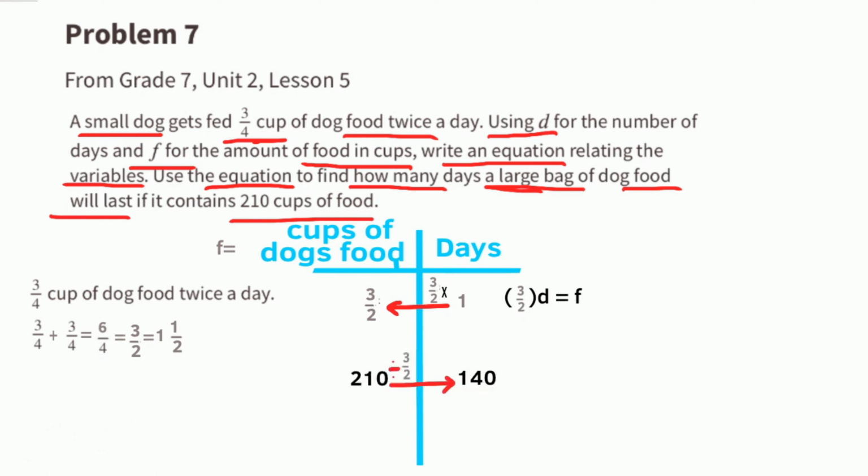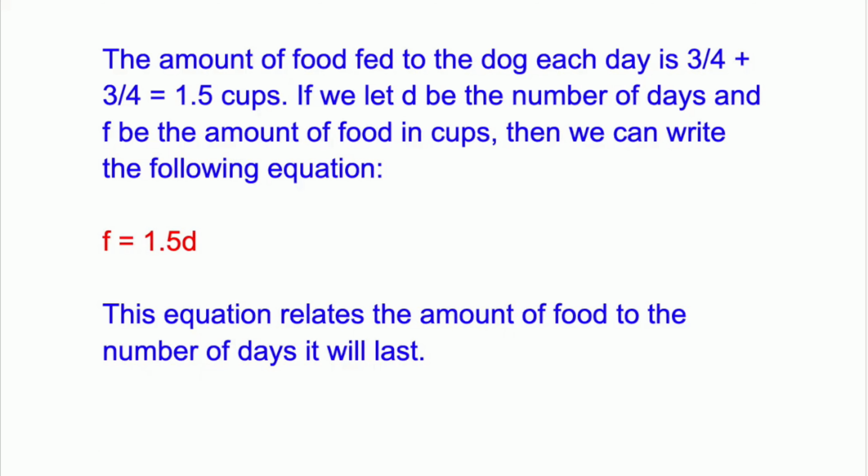They want to know how many days 210 cups of dog food will last. 210 cups divided by 3/2 equals 140. So 210 cups of dog food will last 140 days. I've written this out on the next 2 slides, so you can pause each of them if you have to.